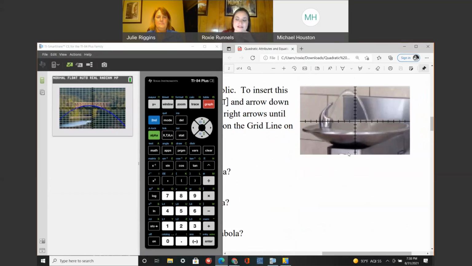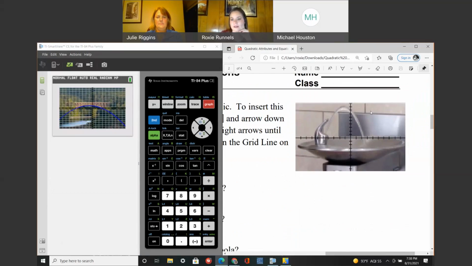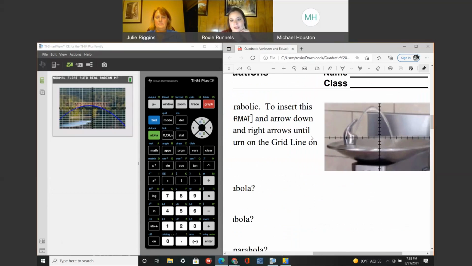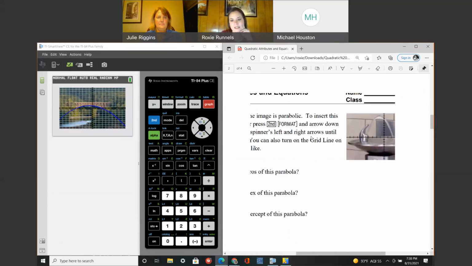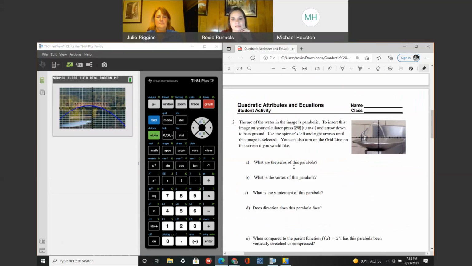And the next problem here is this lovely water fountain. And this is another one of the TI images that came on my 84. And it was another very lovely parabola. So I used this one, and I asked a few more questions on this one just as an example. I wanted to show you can ask about different attributes. So this would be an example of perhaps where I want students to use those points to write that equation. And again, this will be shared with you, and it is editable.